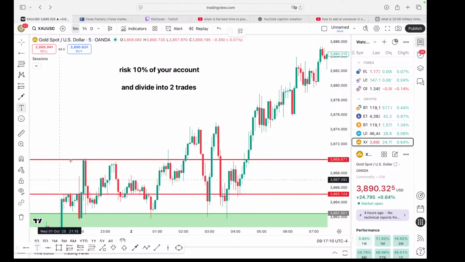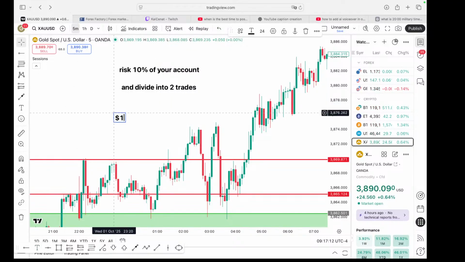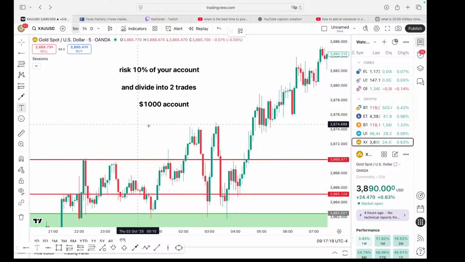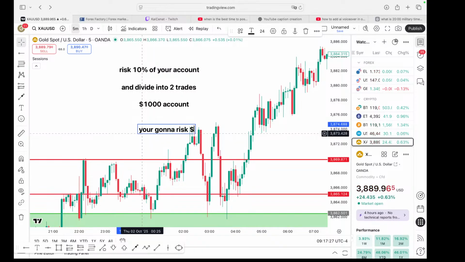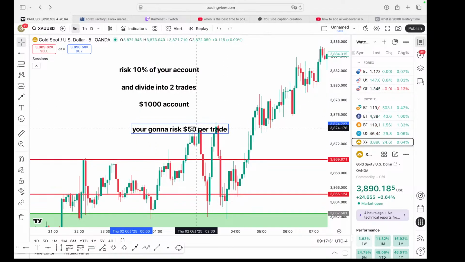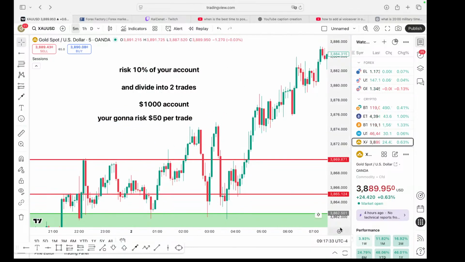And basically what this means is, if you have $1,000 in your account, you're going to risk 50 per trade. All right. Screenshot that, snap that, whatever. Take a picture.